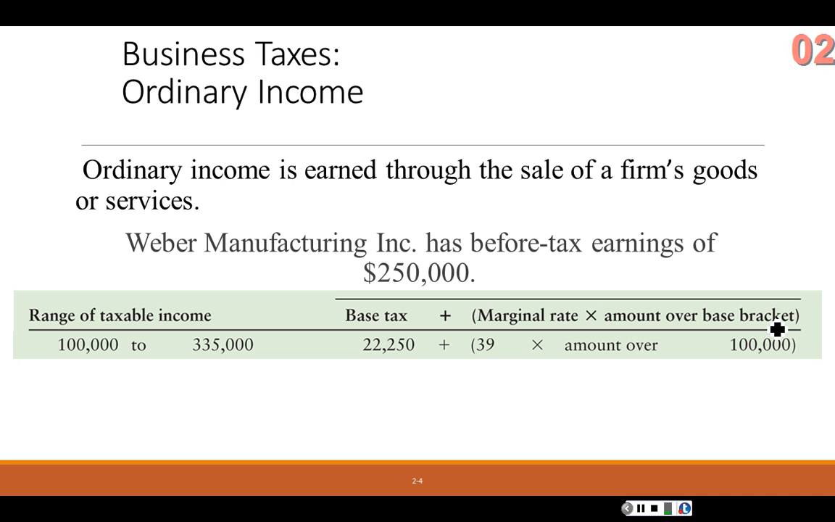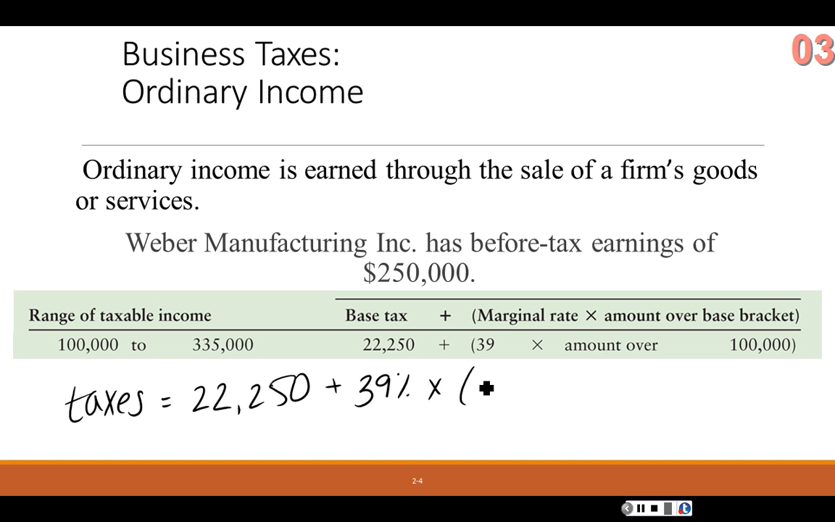Now we can determine exactly how much Weber Manufacturing will owe in taxes. They have a base tax of $22,250 plus their marginal tax rate is 39% times any amount over $100,000. So they've earned $250,000 and we're going to subtract from that $100,000. If you work this out, you will find that Weber Manufacturing owes $80,750 in taxes.